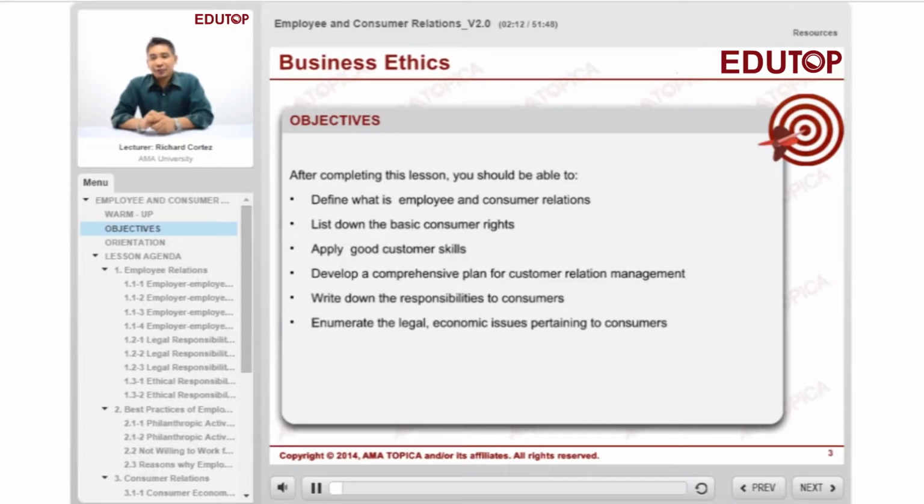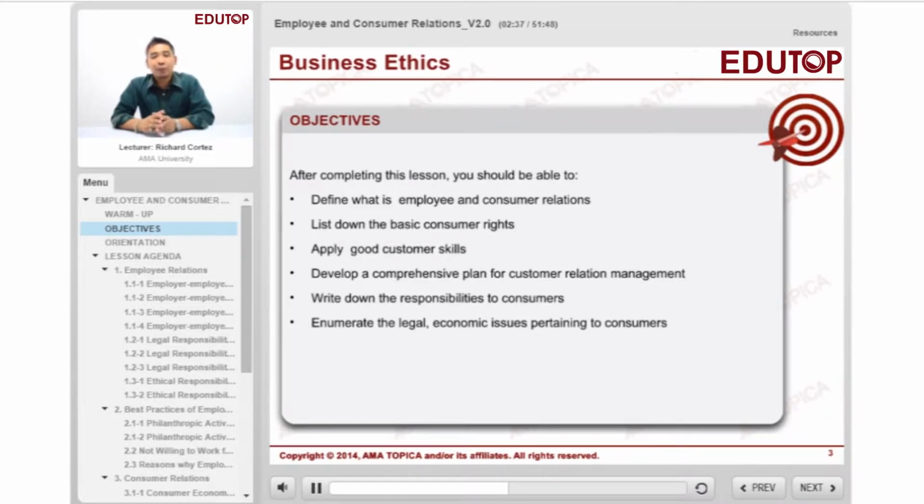Next are the objectives, or what we call the learning outcomes after the lesson. After completing this lesson, you should be able to know or to do the following. You should be able to define what employee and consumer relations are. After the lesson, you should be able to list down the basic consumer rights.